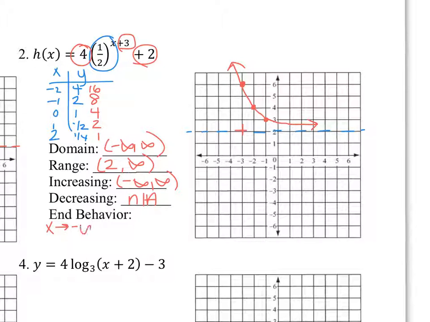X is going to negative infinity. What's happening to y? Well, it's going to positive infinity. And when x is going to positive infinity, where's y going? It's approaching 2.